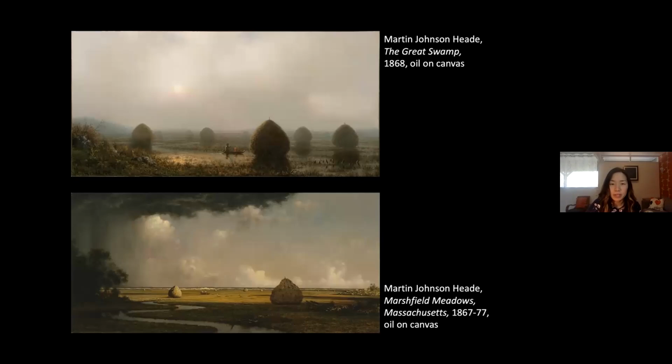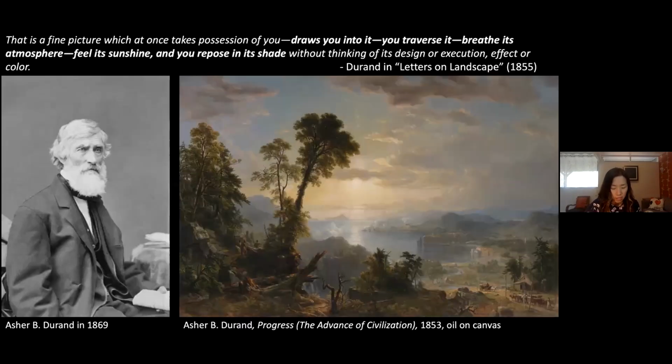And so what were the expectations of landscape painting? In a series of articles instructing aspiring artists in the art of landscape, the painter Asher B. Durand, who you see here, a founder of the National Academy in New York and the Hudson River School's most prolific publicist, wrote that a good landscape should draw you into it. You traverse it, breathe its atmosphere, feel its sunshine, and repose in its shade.